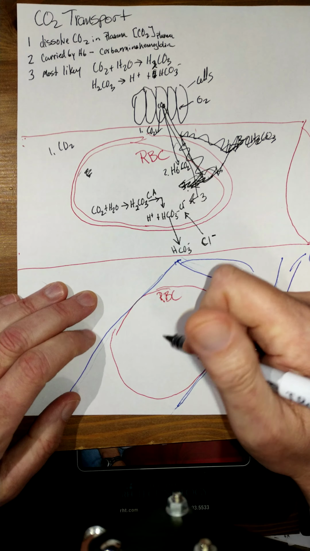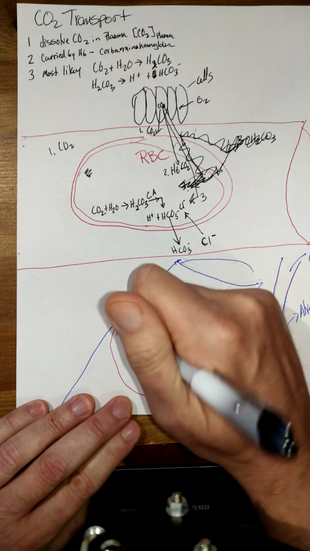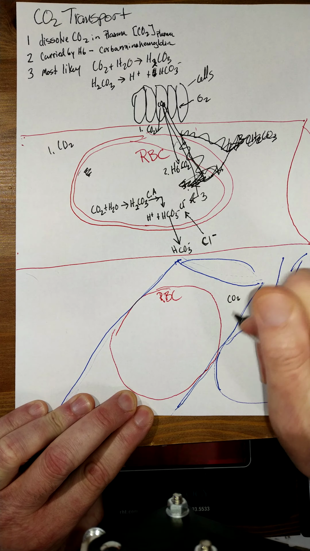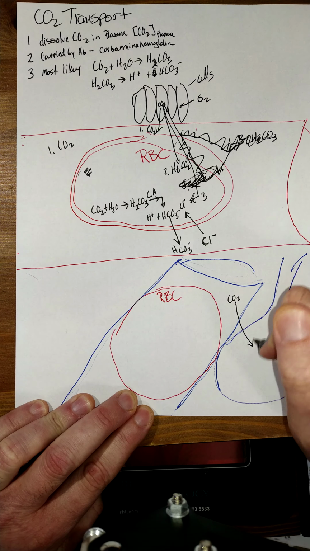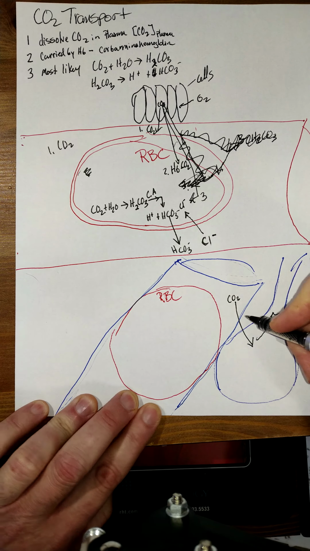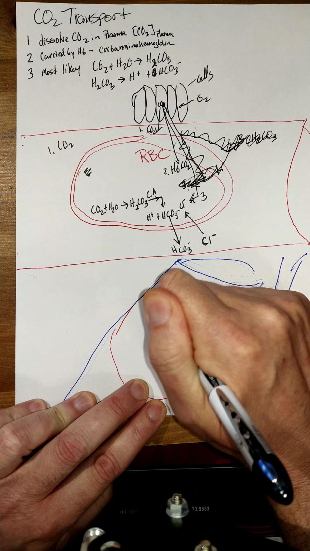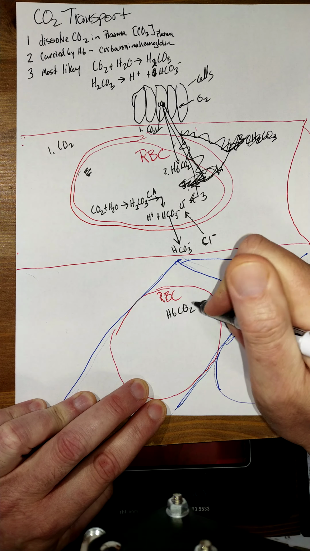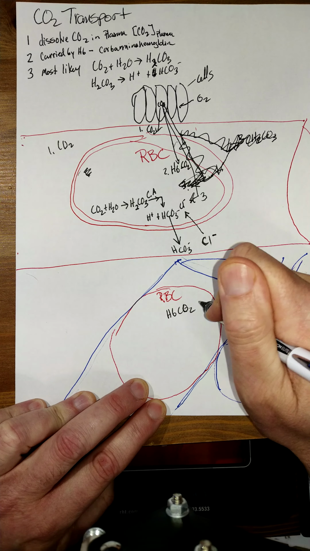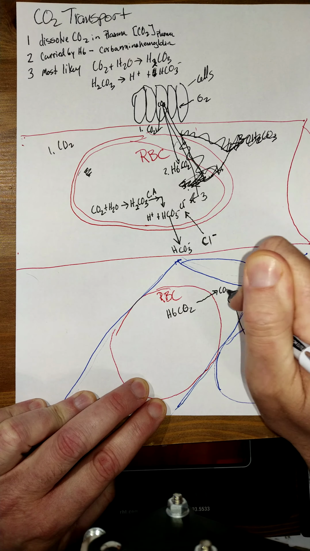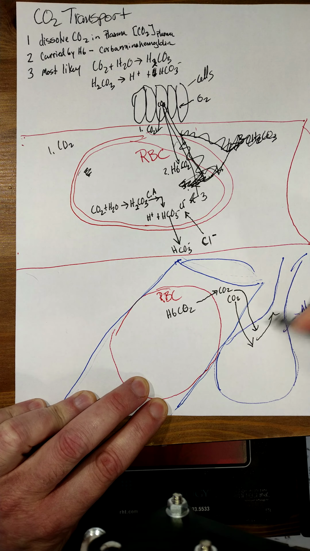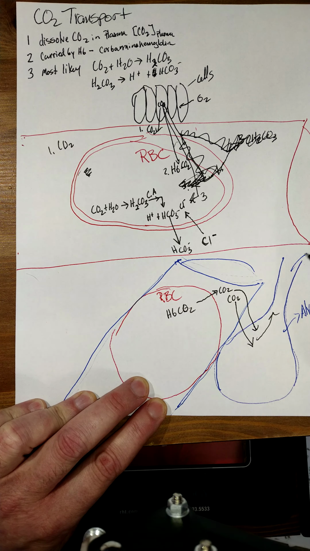And the red blood cell is still going to have CO2 in solution. It's going to come in here and out. We're also going to have HbCO2, carbaminohemoglobin. That's going to dissociate to CO2, which diffuses across the capillary wall into the alveolus and out the door, once again as CO2.